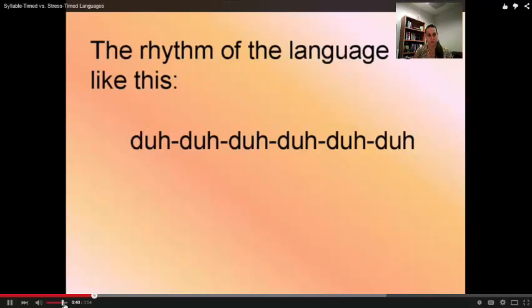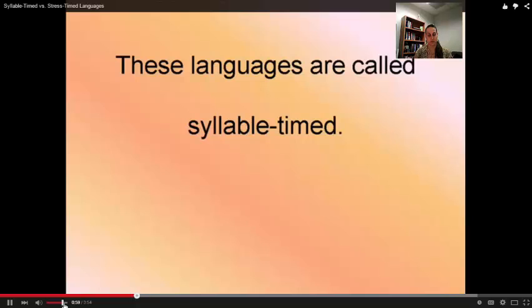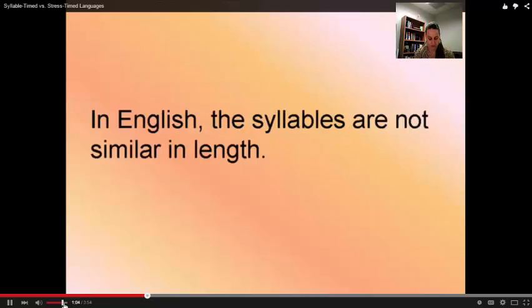The rhythm of this kind of language sounds like this. Da-da-da-da-da-da. When every syllable is approximately the same length as every other syllable, of course it takes more time to say something as you add syllables to it. Languages that work like these are called syllable-time languages. English is not a syllable-time language, because in English, the syllables are not at all similar in length.